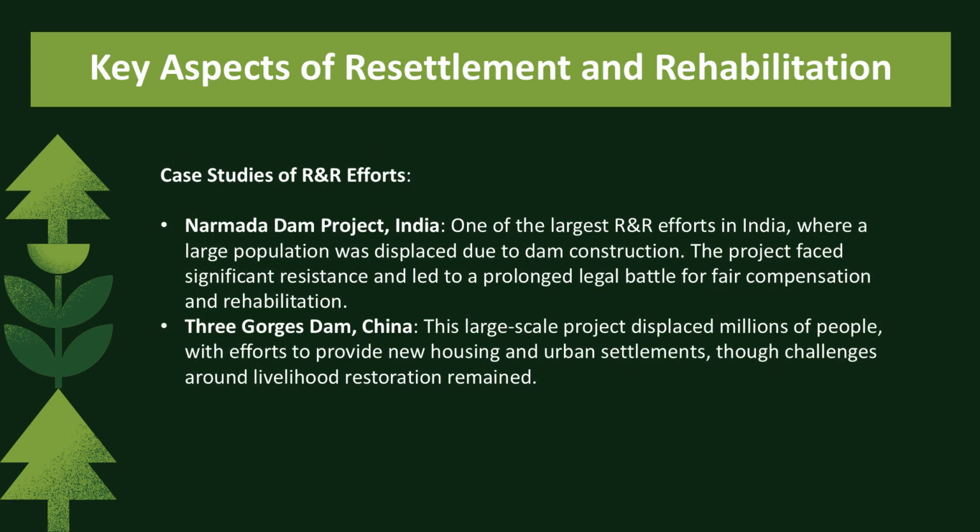Let's look at two well-known R&R case studies. In India, the Narmada Dam project led to significant displacement, sparking resistance and legal battles over compensation. In China, the Three Gorges Dam displaced millions, with efforts to provide new housing, though challenges around restoring livelihoods remained. These cases show the complexity of balancing development with fair treatment of displaced communities, highlighting the need for careful planning and support.